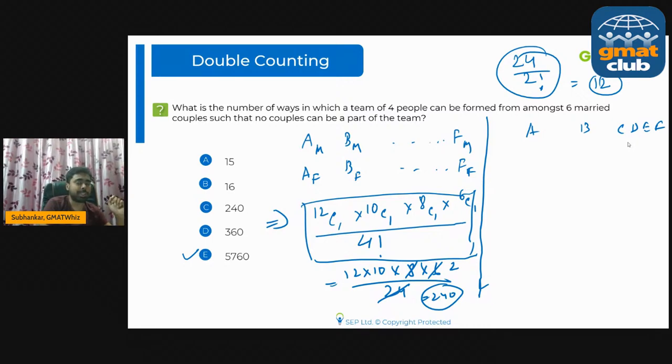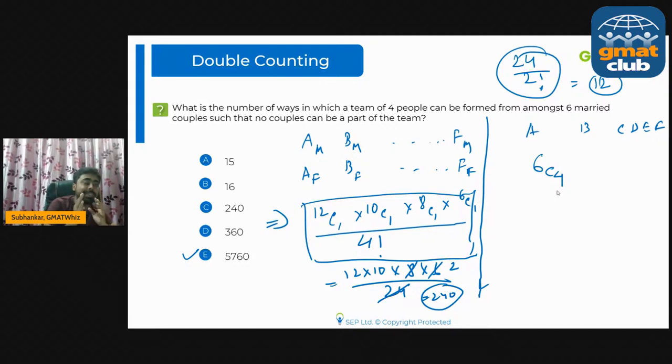So my first question is, which 4 couples? To select 4 couples out of 6 couples, I can do that in 6C4 ways. So this is the first thing I have done.